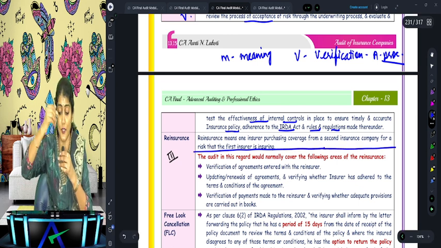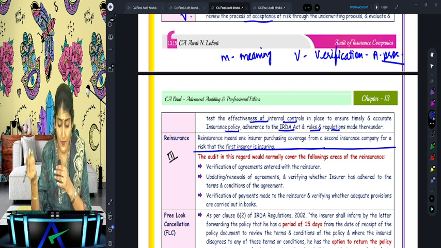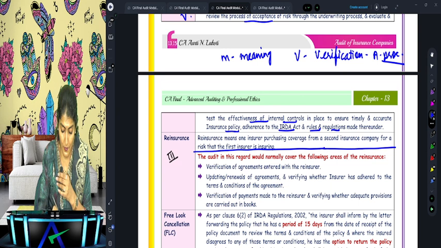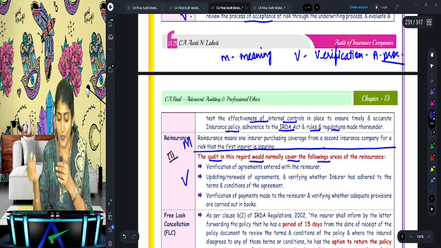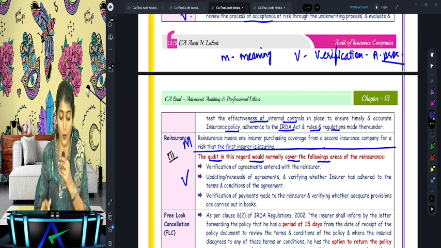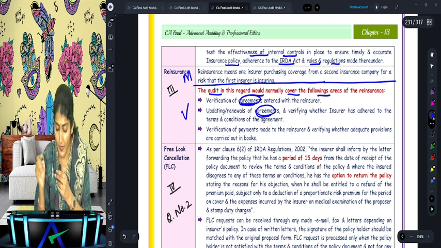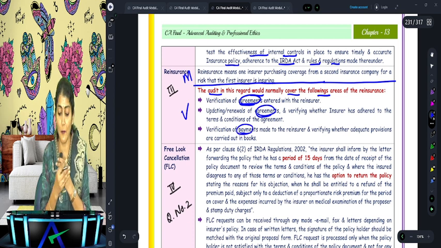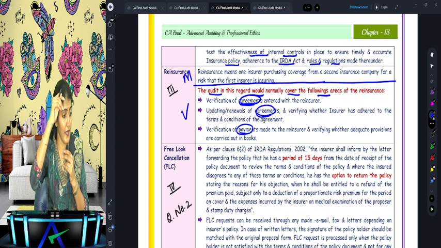Reinsurance means one insurer purchasing coverage from a second insurance company for the risk that the first insurer is insuring. So this is the meaning. And then the audit in this regard would normally cover the following areas. What will the audit cover? Verification of the agreements, updating renewal of the agreement, and verification of the payments made to the reinsurer. Right? So that is the meaning and the verification.